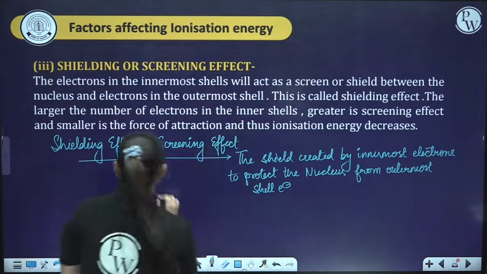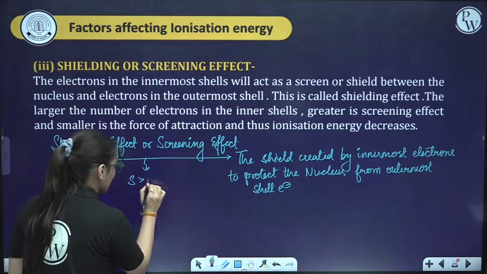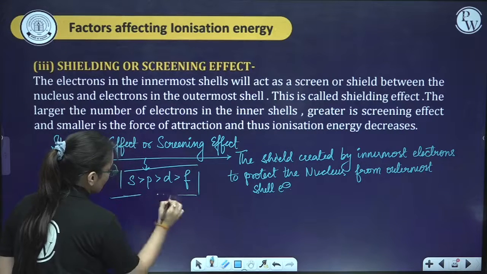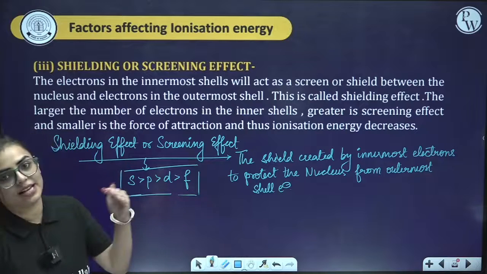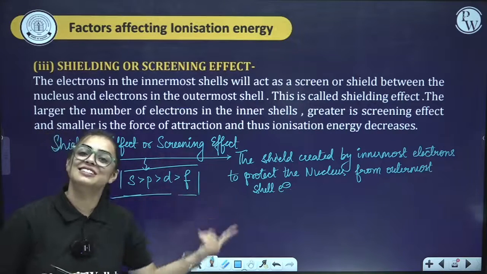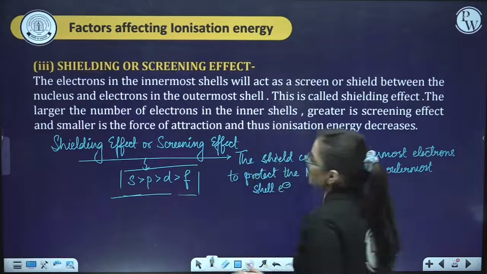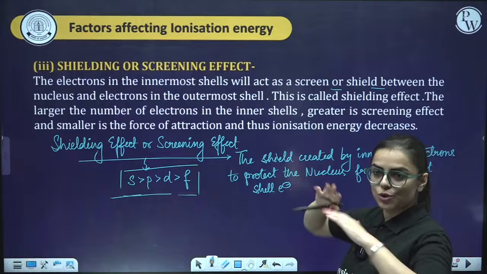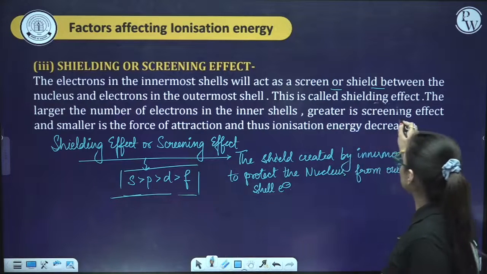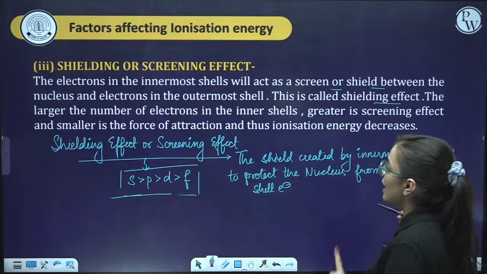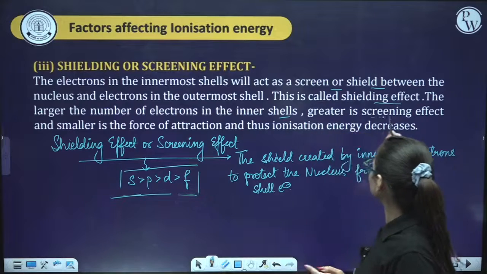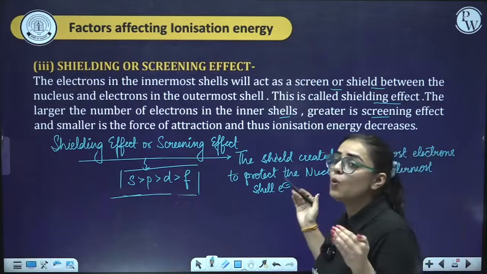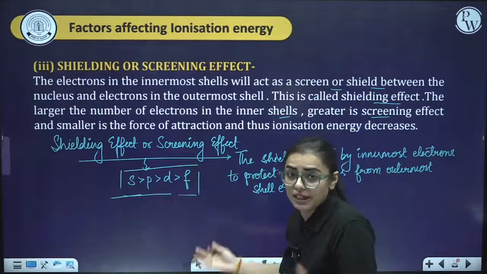And we know that the screening effect of S is higher, then P, then D, and then F. So D and F have poor shielding. With poor shielding, size decreases and ionization energy will increase. Got my point? The electrons in the innermost shells act as a screen or shield between the nucleus and the electrons of the outermost shell. This is the shielding effect, which I have already written. The larger the number of electrons in the inner shell, the greater is the screening effect. It will shield properly, and the force of attraction is smaller if it is shielding properly. Good shielding.